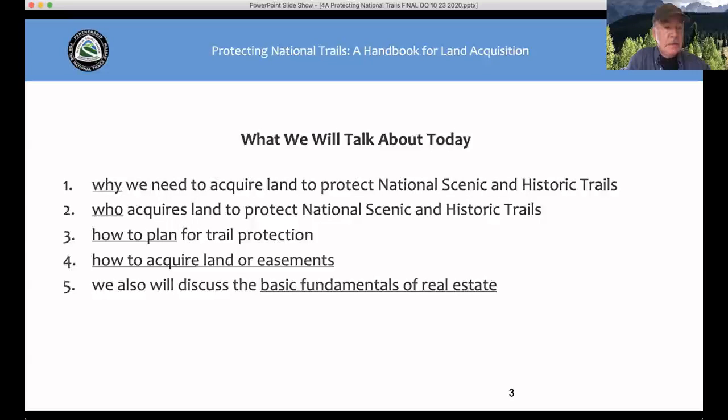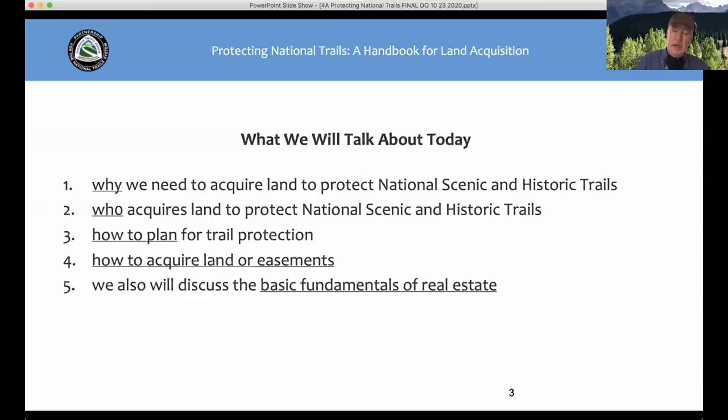Third, I noticed that there are several land protection experts on the call, and I'll invite them to speak up during the question and answer session if they have any additional thoughts. I'd like that question and answer session to be a collaborative session where we all have an opportunity to discuss some of the things that are in the handbook.